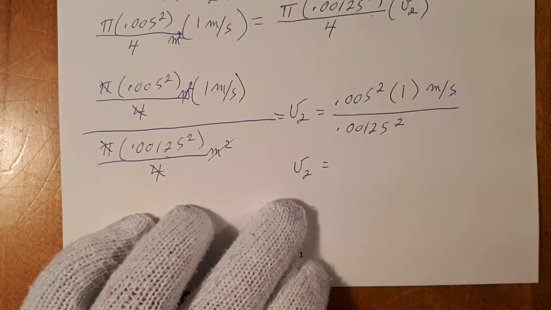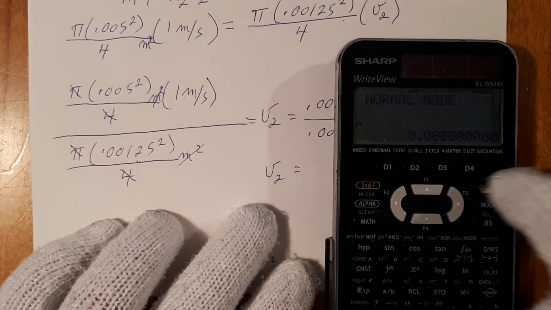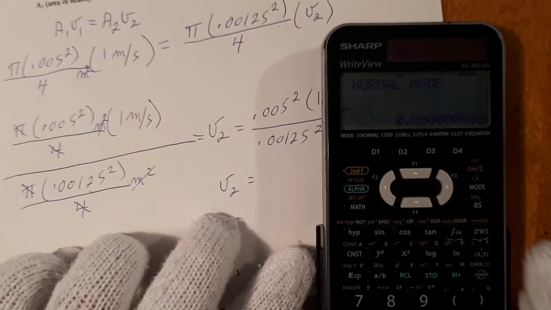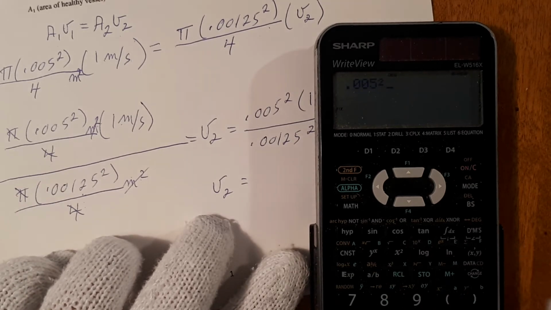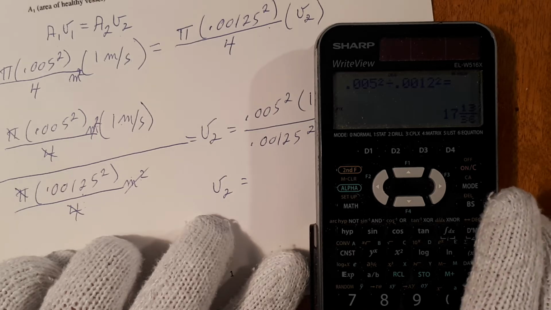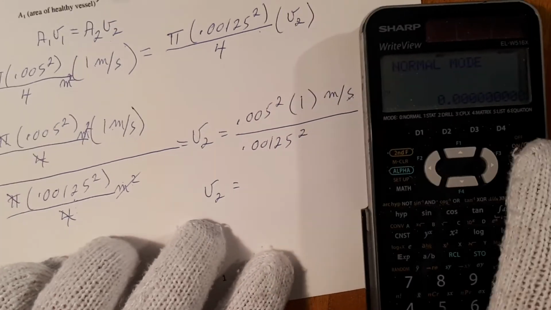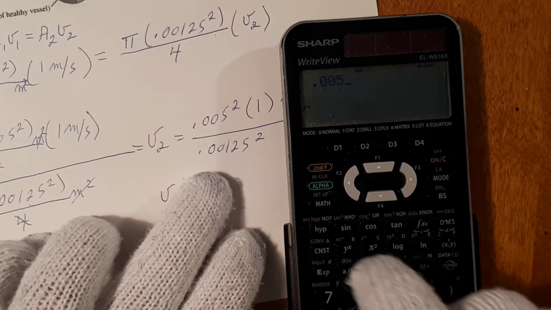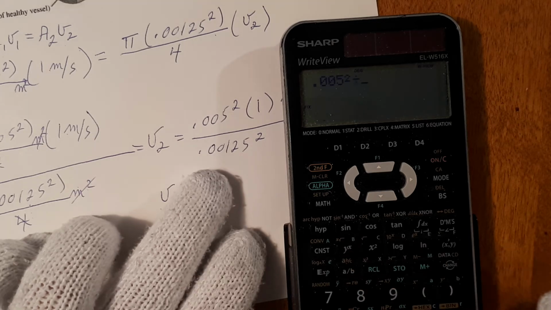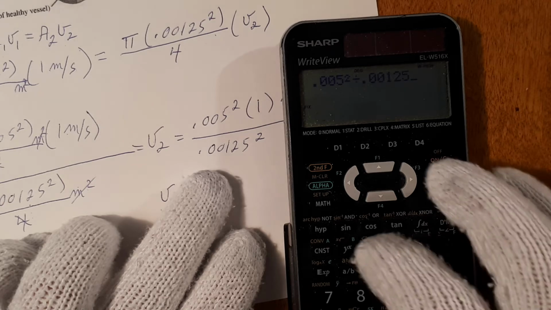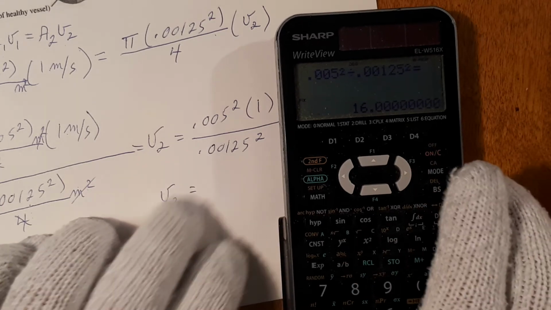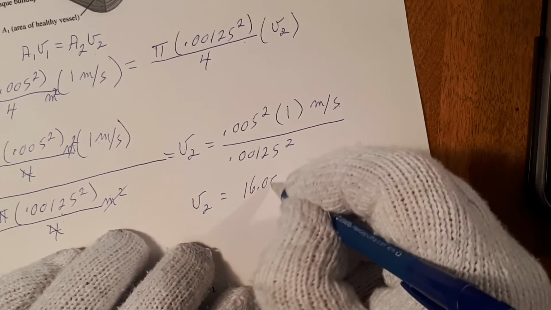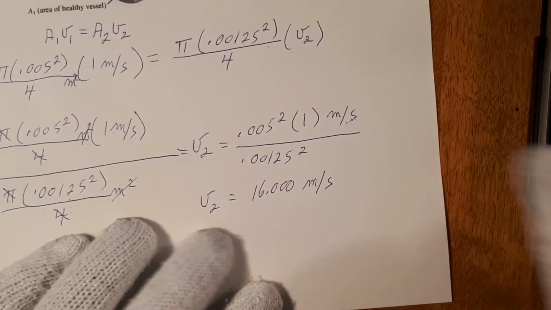Putting this in our calculator: 0.005 all squared divided by 0.00125 all squared is equal to, let me do that again. 0.005 squared divided by 0.00125 squared equals, there we go, that's 16. And the unit is meters per second.